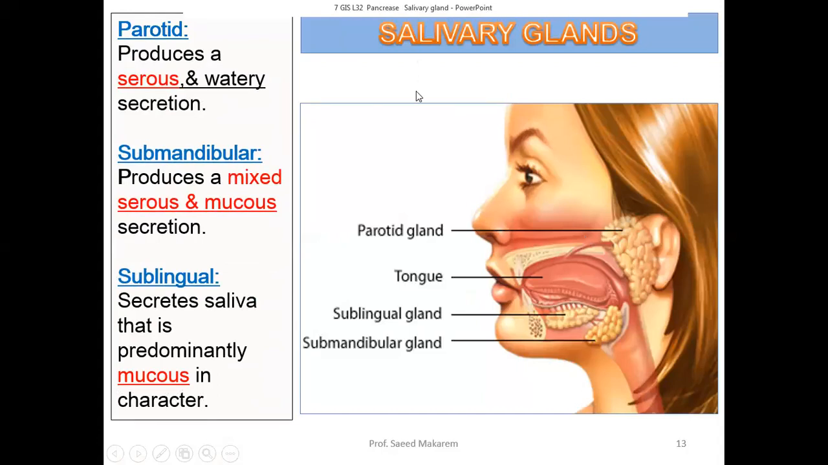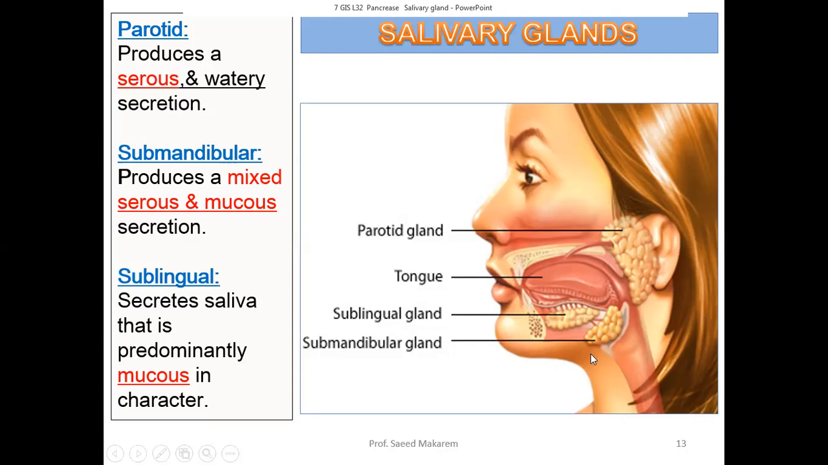So the parotid produces the serous and watery secretions. So they are duct glands or exocrine glands. The parotid is mainly a serous secreting gland. Again, the secretions are of different types: serous, mucus, as well as the mixed type. So this parotid gland will be secreting serous, watery secretions, and this is the duct through which it will be opening into the mouth.